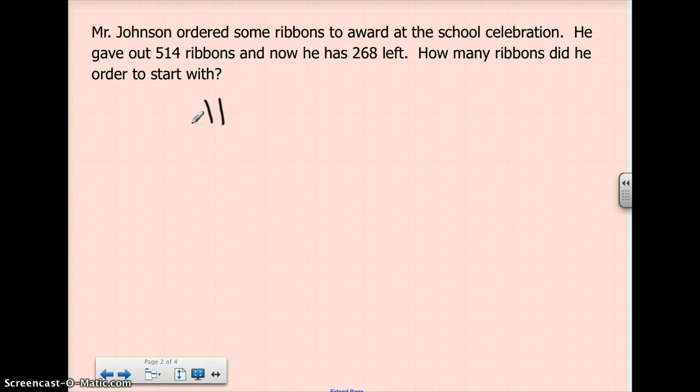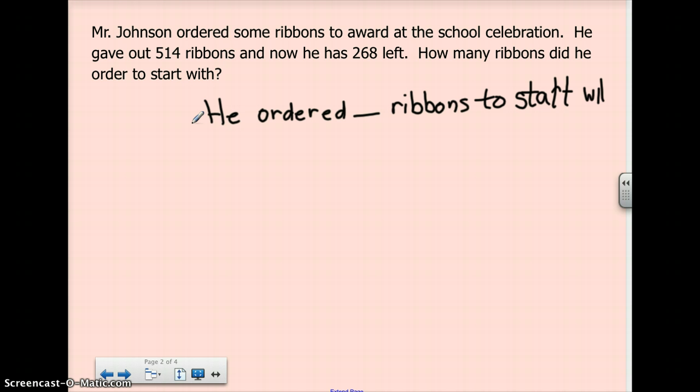He ordered blank ribbons to start with. Kids might not like to do this, but if you begin right from the beginning of the year, they know that this is a must. They have to do it, and they do. They actually add more words because they're so used to writing words.